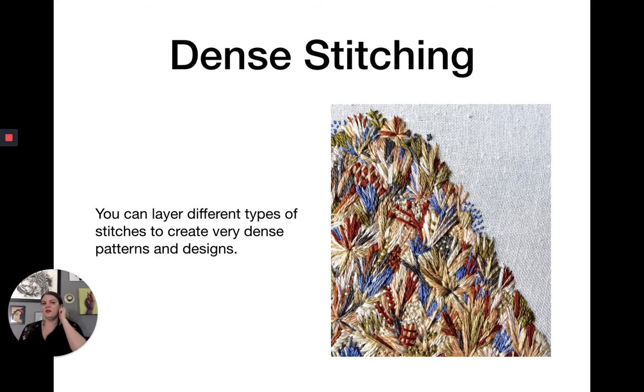Dense stitching. This is something that has become very popular. I've noticed on Instagram and Pinterest and the DIY embroidery arts, you see a lot of people doing this kind of embroidery work where they're layering different types of stitches to create a very dense pattern or design or just abstract kind of fabric, where you make such dense, mostly satin stitches on top of each other that it becomes a new kind of fabric in and of itself. And that's certainly something that you can experiment with as well.